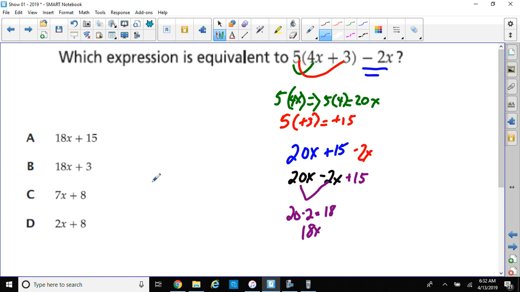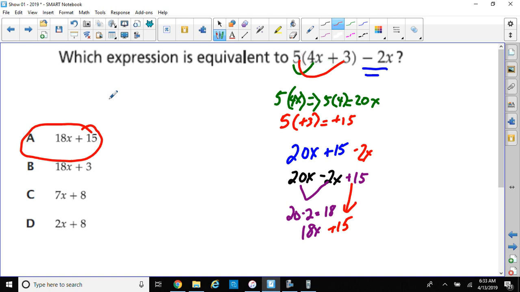And as I said, this is looking good because it has 18X. But don't forget to bring down the plus 15. And there is our answer, which is choice letter A. So there's our good work. And that's a good question.